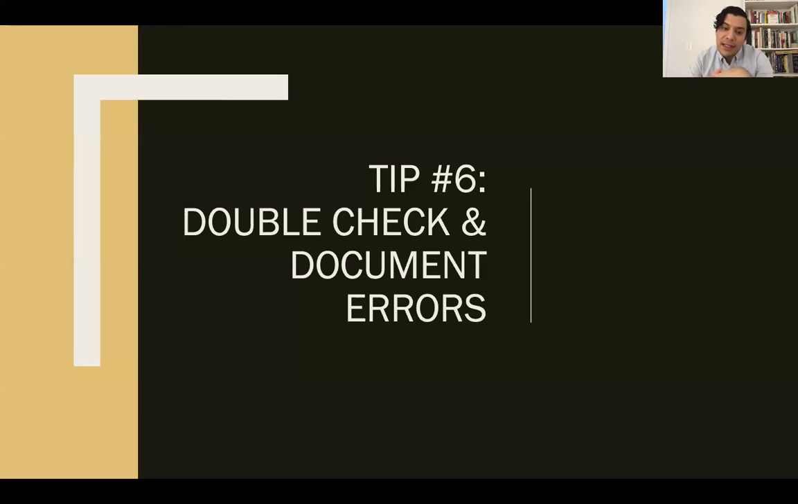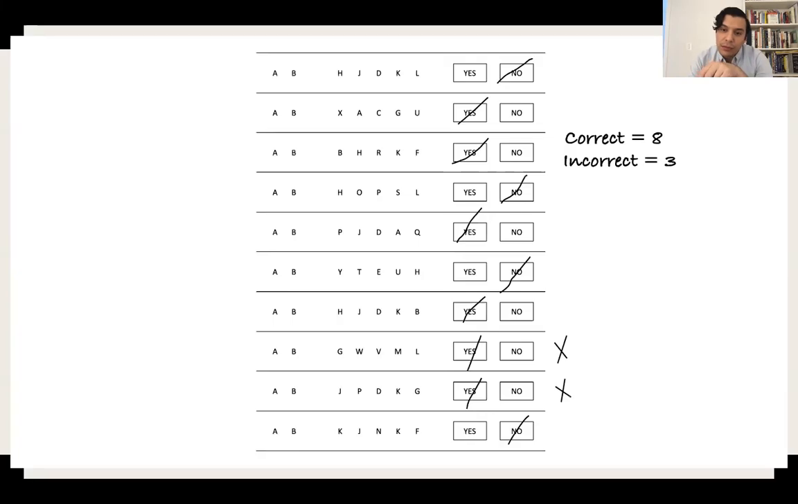Tip 6, double check and document errors. Here you see that I've put little X's next to items that were responded to incorrectly, so I've documented the examinee's errors. But now look here, I've put that there are 3 incorrect items on this page. In fact, there are only 2, so I've made an error, and I want to document that.